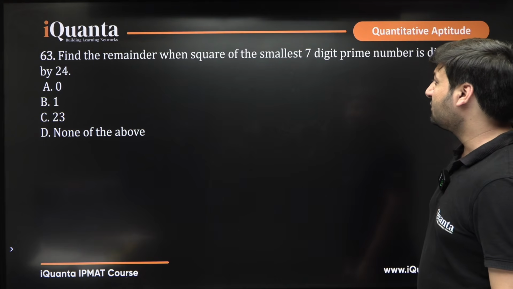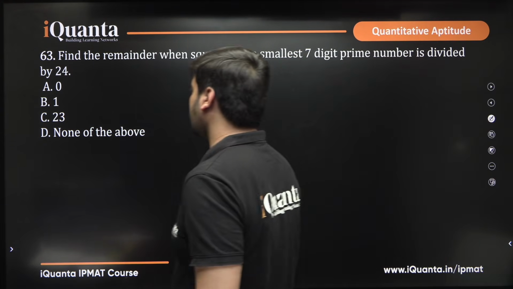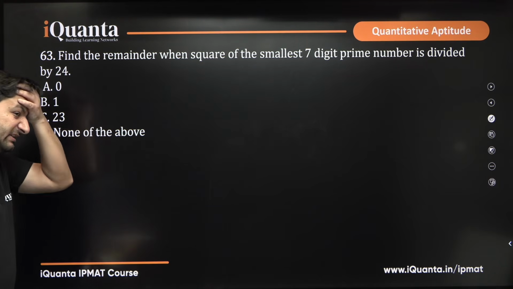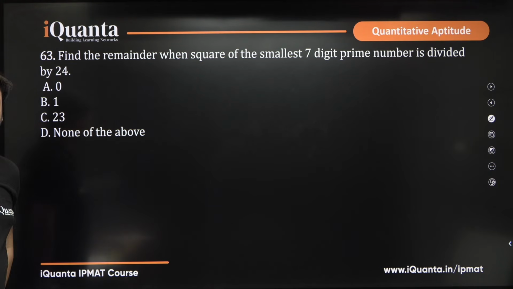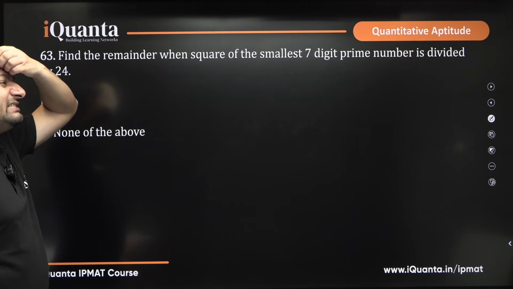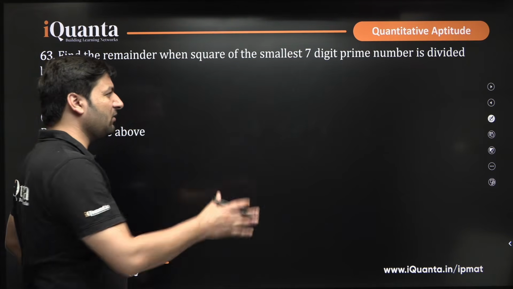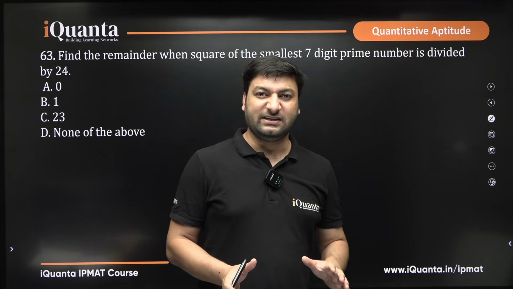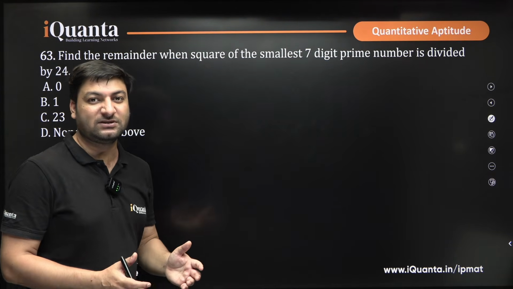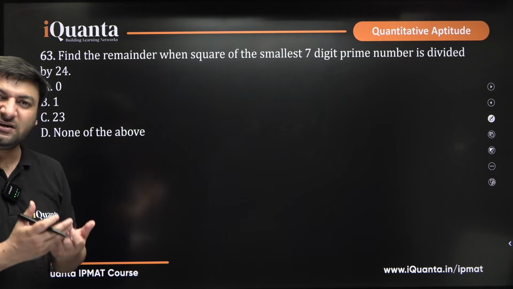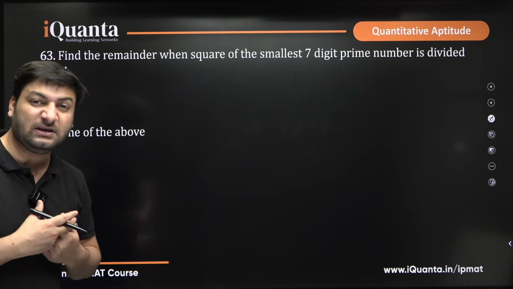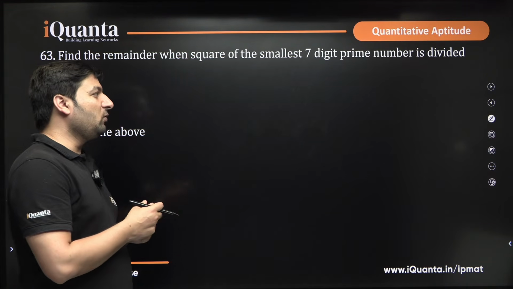Find the remainder when square of the smallest 7-digit prime number is divided by 4. See, this is a question which I have discussed numerous times. You must have gone through it when you do number systems. Square of the smallest 7-digit prime number. Obviously it is impossible to guess the smallest 7-digit prime number, because prime numbers do not follow any pattern. They do not follow any AP, any GP, right? They do not follow any sequence.